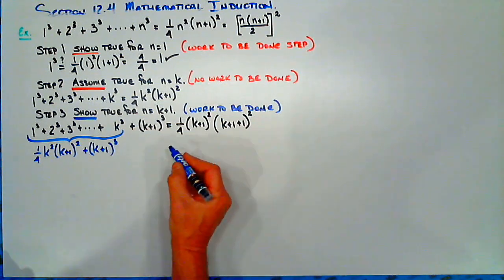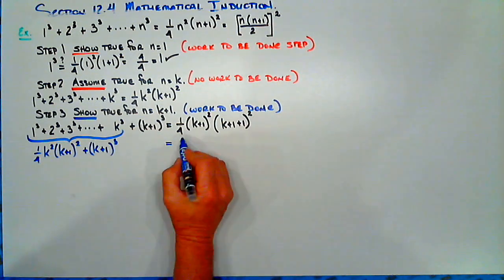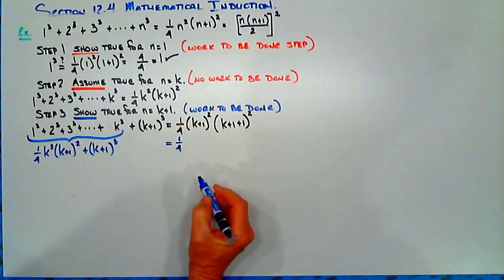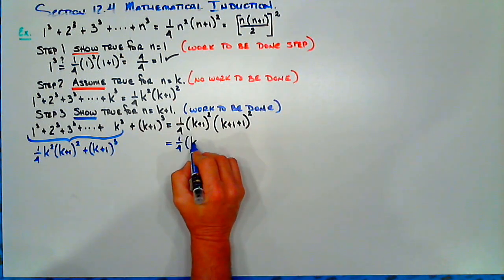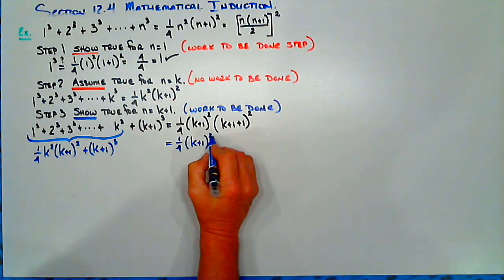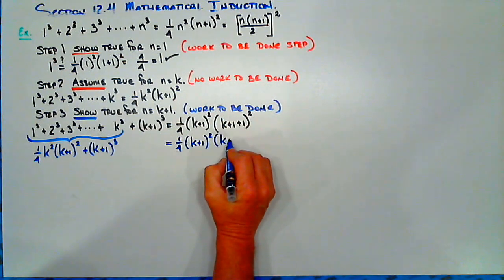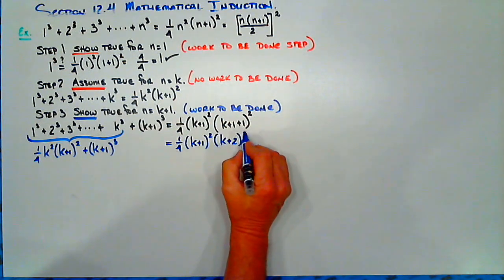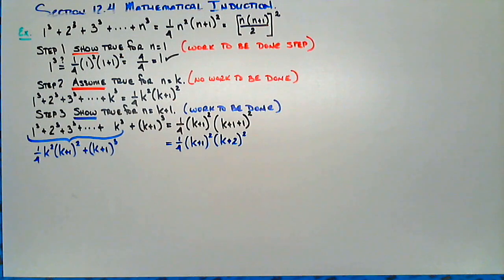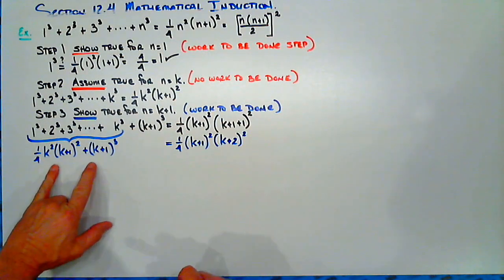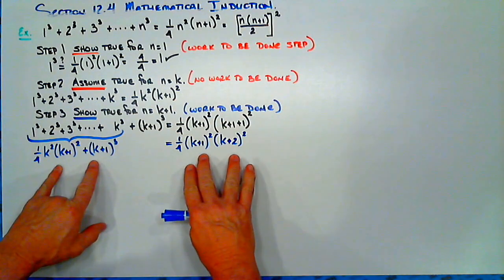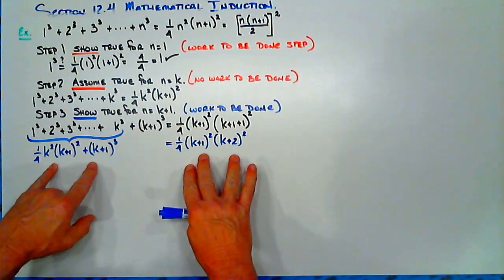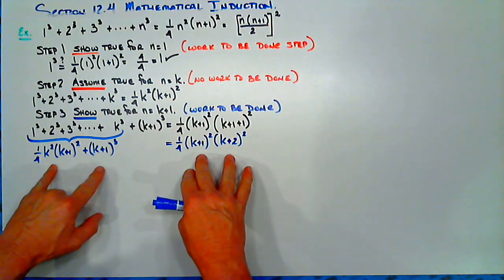Now we want that to be equal to this side. What is this side? This side is 1/4, right? K plus 1 squared times k plus 2 squared, isn't it? Now what are we going to do? How are we going to get the right-hand side to match this left-hand side? How are we going to get this side to match this side? Right? What are we going to do there?